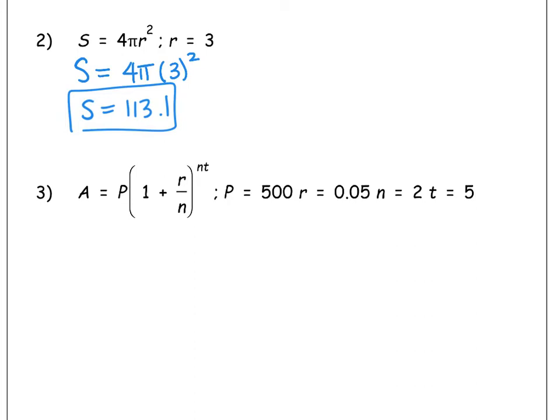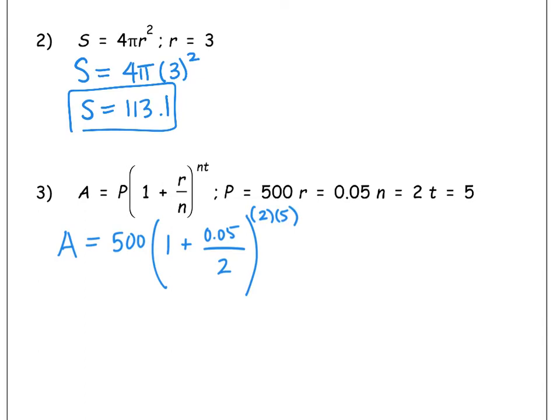Okay, let's take a look at this next one. It's a horrible, ugly looking formula, but we can do this. So here's my big formula, telling you that P is 500, R is 0.05, N is 2, and T is 5. So I'm going to substitute in. I don't know what A is. My P is 500. Got this big bracket, 1 plus 0.05 over N, which is 2, big bracket, NT, so that's side by side means I'm multiplying those numbers, so 2 times 5.